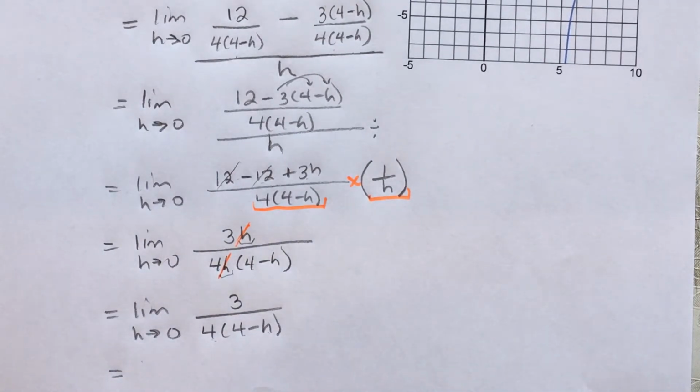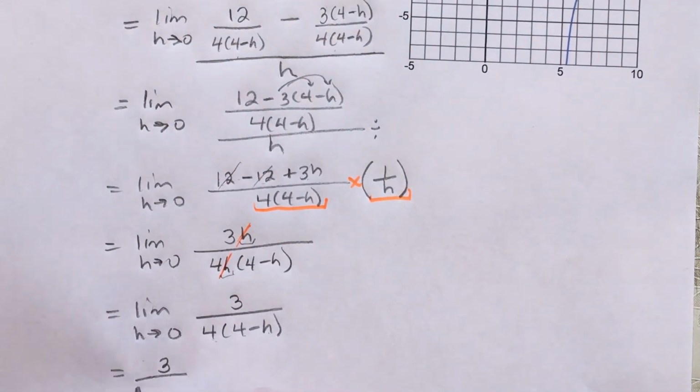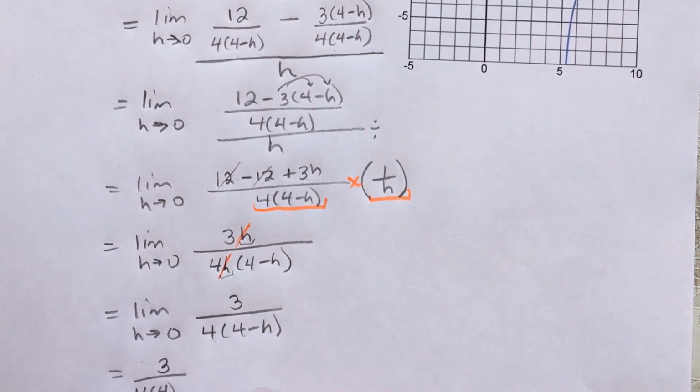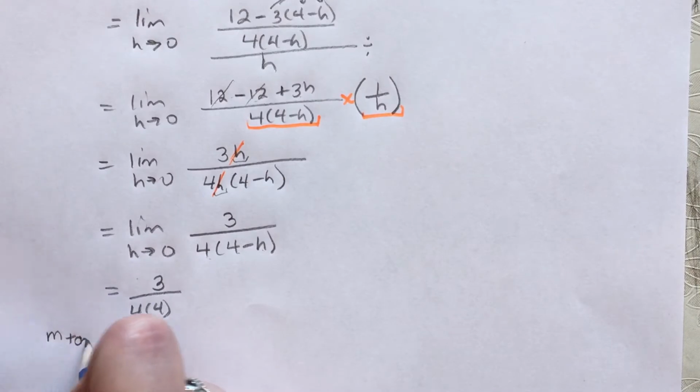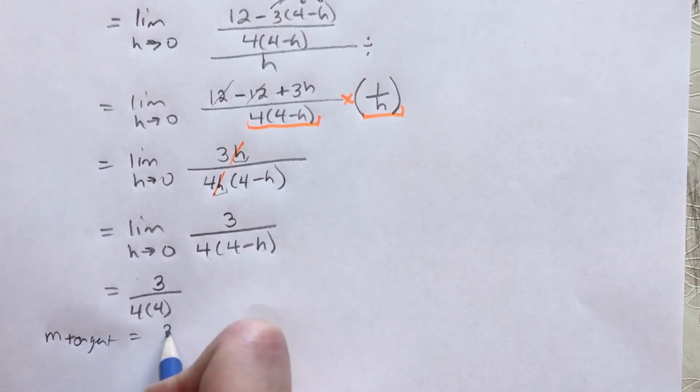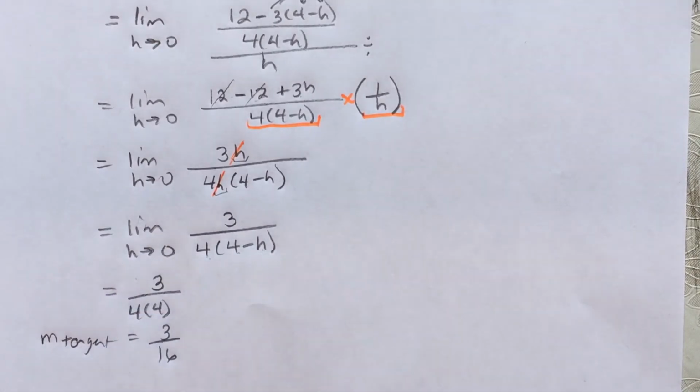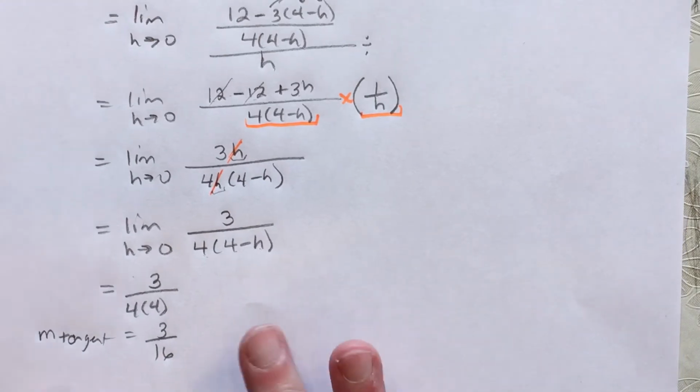And that's when I don't write it anymore once I've taken it. So I'm letting h approach 0. So I'm going to have 3 over 4 times 4, meaning that the slope of the tangent is going to be 3/16. So 3/16. Let's go back to our picture here for a second.